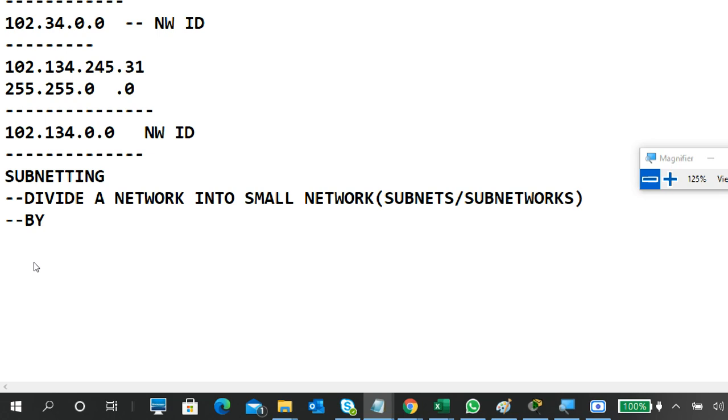By changing the subnet mask, then automatically the network will change. We can see different ways of doing it, like VLSM and FLSM concepts. Okay, we'll see that one.